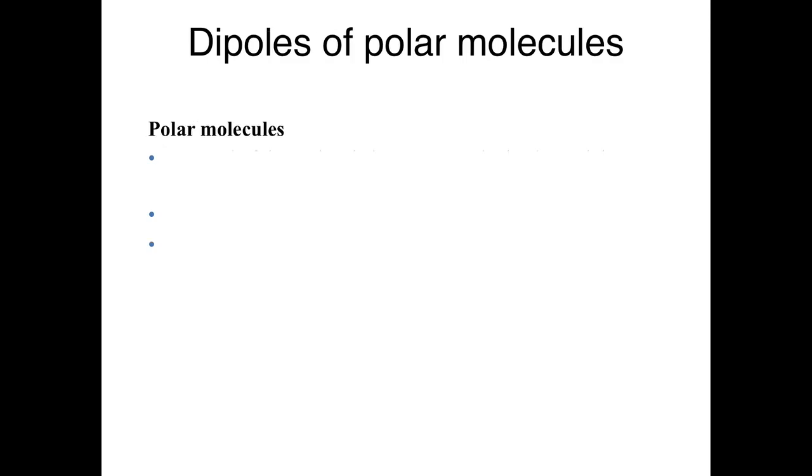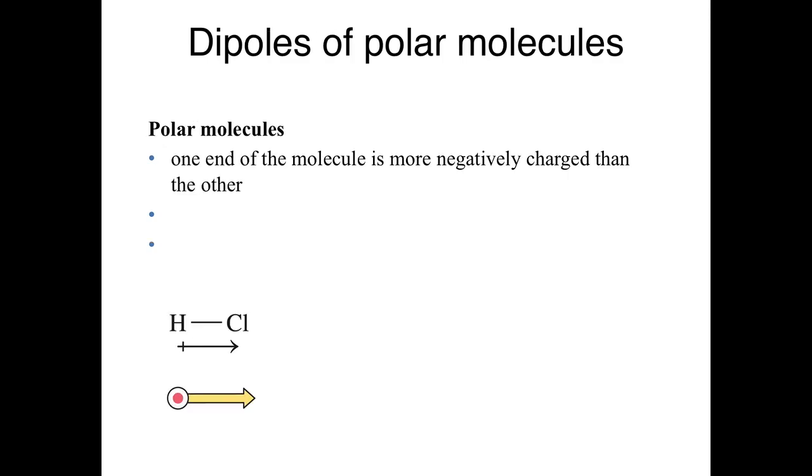So I've already hinted at when you can have polar molecules. You can have a polar molecule when one end of the molecule is more negatively charged than the other. So in this case, this molecule only has one bond and that bond is polar. If it has only one bond and that bond is polar, then that molecule must also be polar. So more of the electron density is on the chlorine side than it is on the hydrogen side.